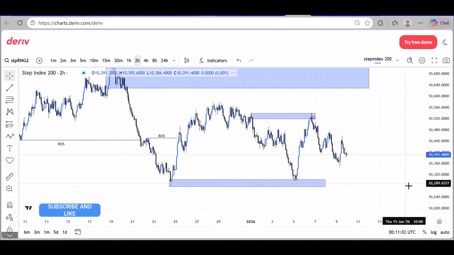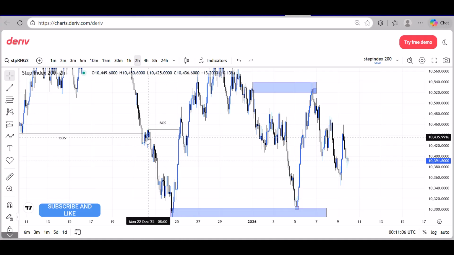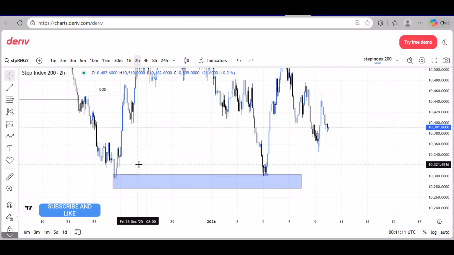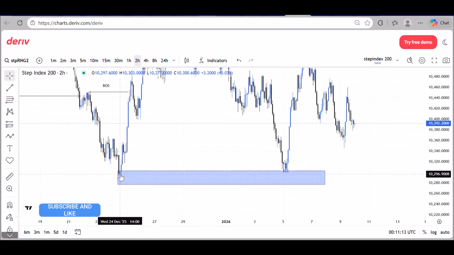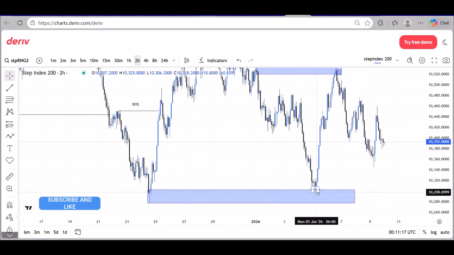So now coming down to a 2 hour time frame, we see that that break of structure is clear here. Okay, so this zone caused this break of structure. If we come down, this is how it is. So this is the zone.